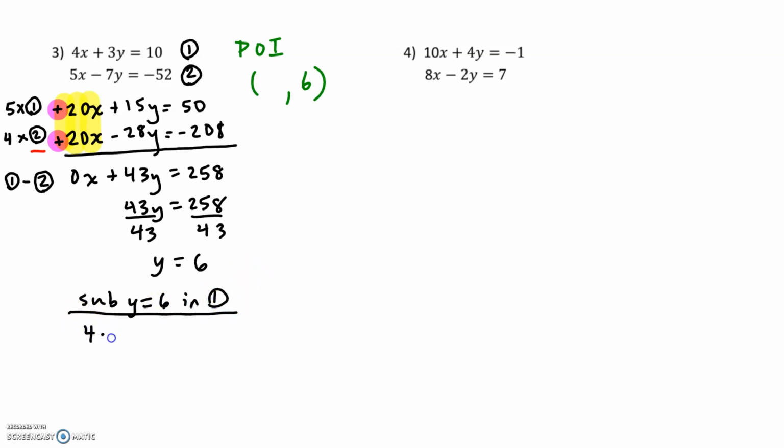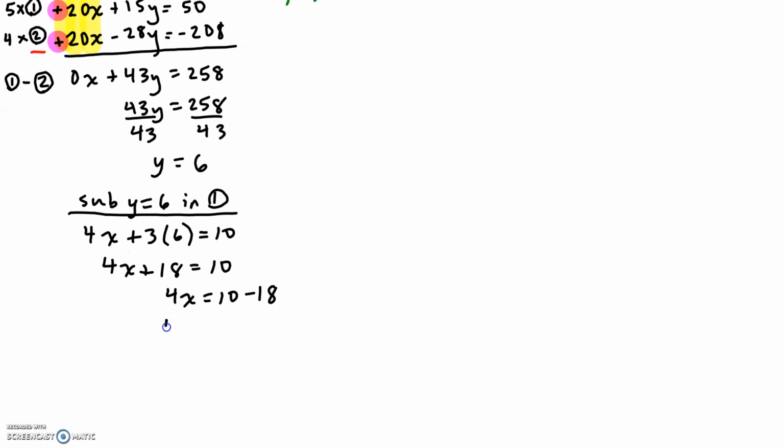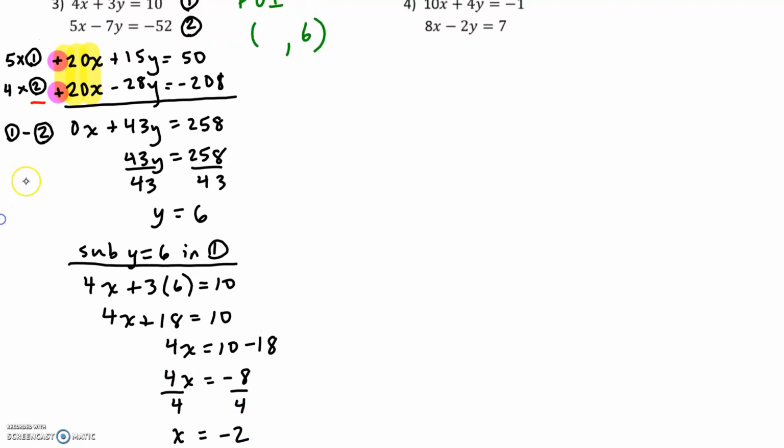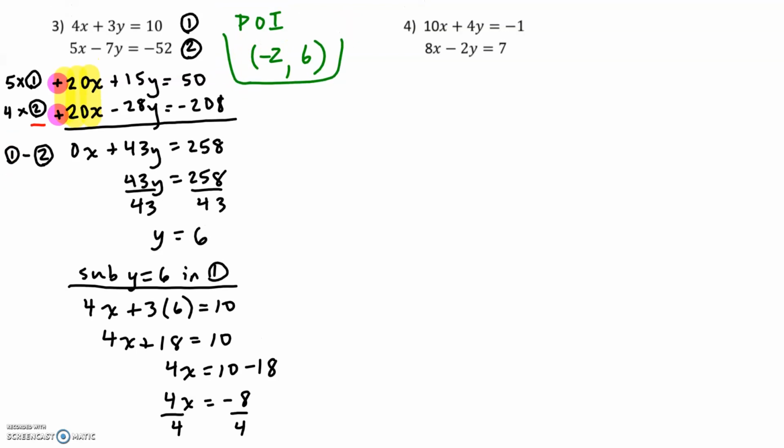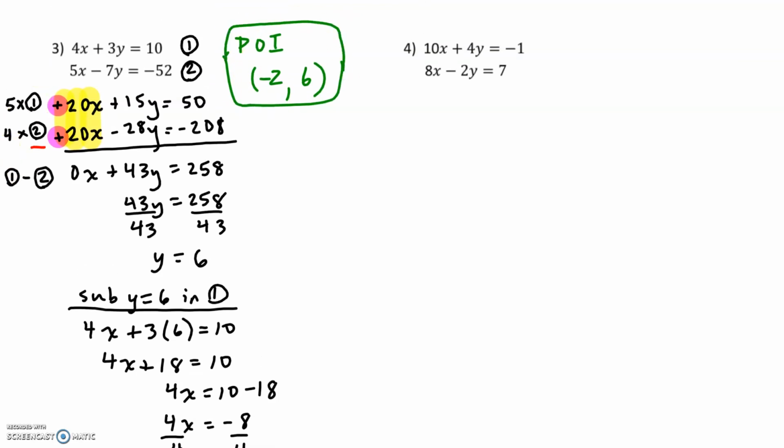So it's 4 times x plus 3 times y, so now it'll be 3 times 6 equals 10. So 4x plus 18 equals 10. I'll move it to the other side. That's 4x equals 10 minus 18. 4x equals 10 minus 18 is negative 8, and we'll divide both sides by 4. So x equals negative 2. And then we'll go ahead and put it with POI. Okay, and we've solved the system.